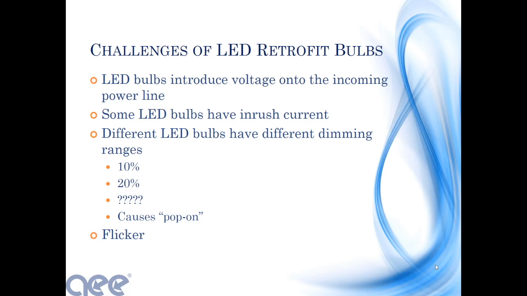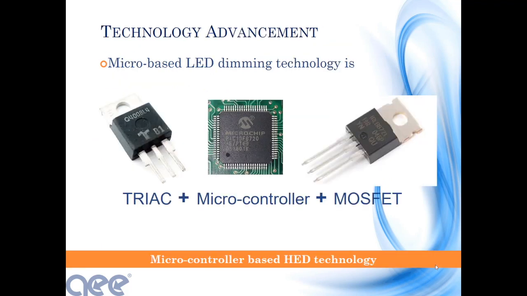And then one of the things that causes pop-on, which means that if it only dims down to 20%, that means it doesn't start at 5. That means that with the old rotary model, you turn it, nothing happens, and then it pops on at 20%, which is closer to 50% perceived light output. And then flicker, we've talked about that quite a bit. So, taking a look at the dimming technology.